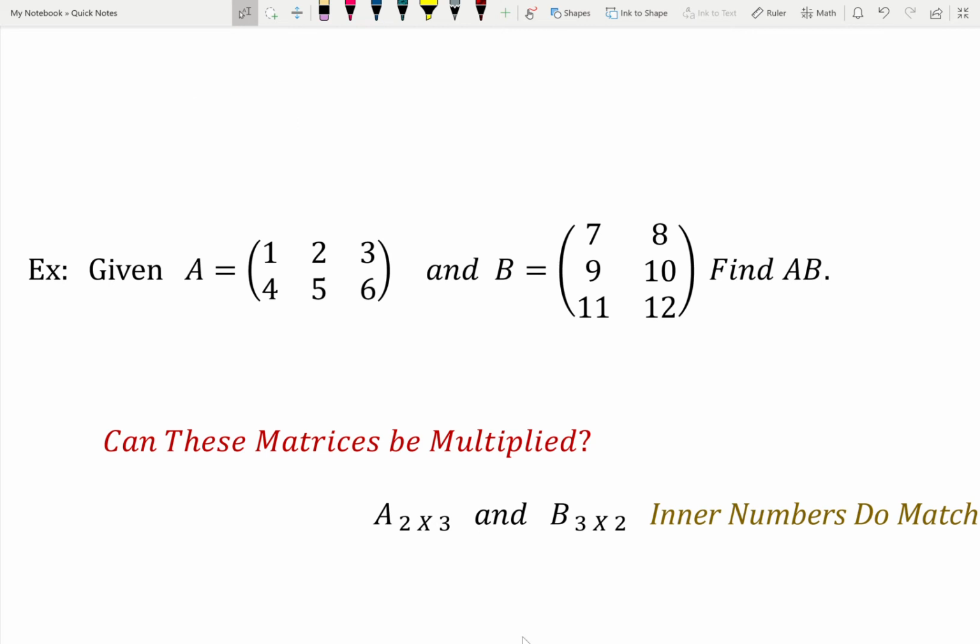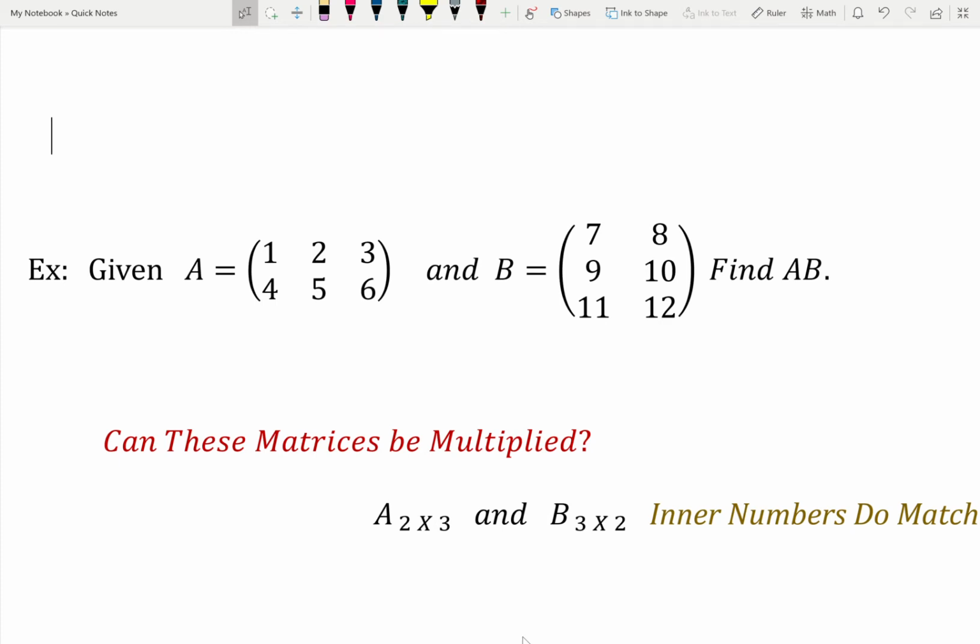Alright guys, so we have a fundamental understanding of how matrix multiplication works. We're going to go ahead and look at an example right here. So I have matrix A and I have matrix B, and my goal is to multiply A times B.